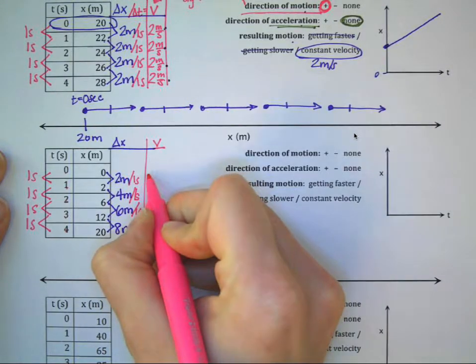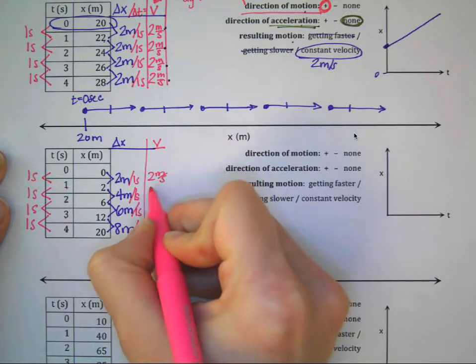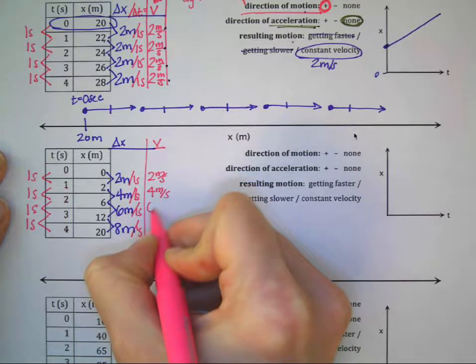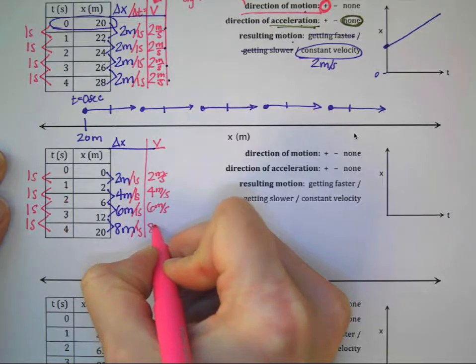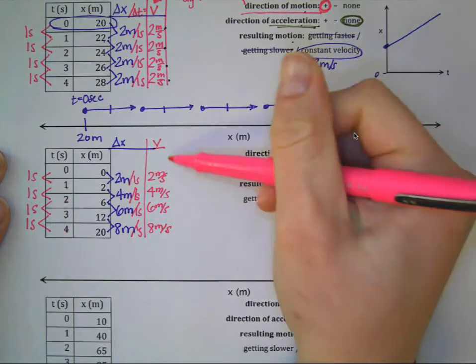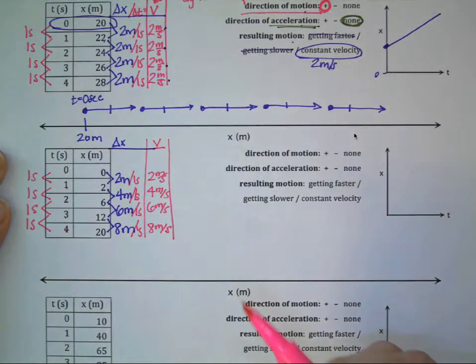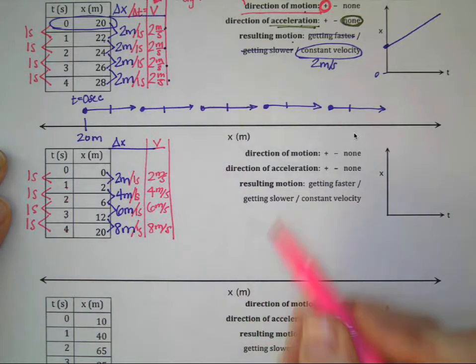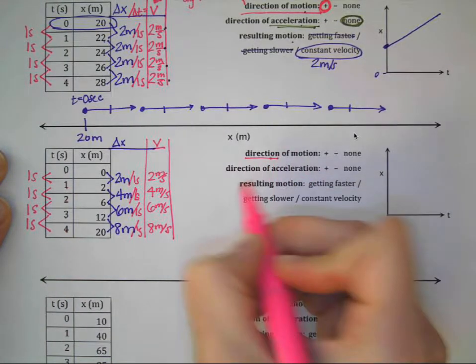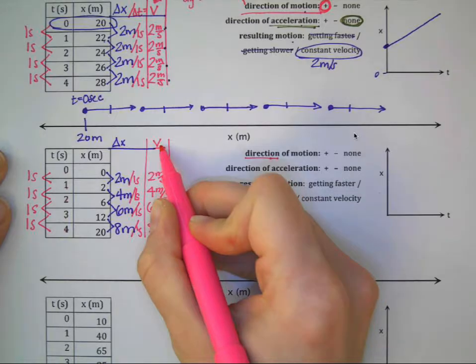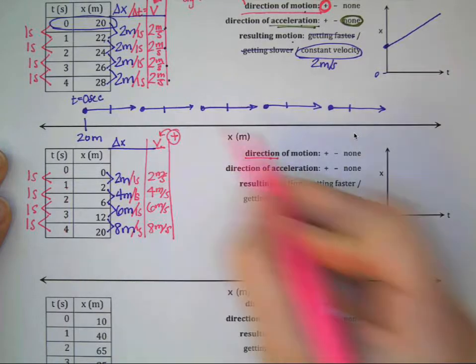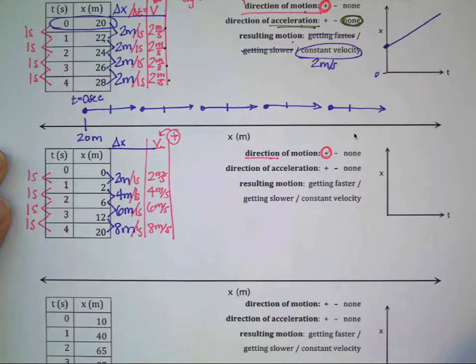And my values go to 2 meters per second, 4 meters per second, 6 meters per second, and 8 meters per second. So a couple things we can answer right now. My direction of motion, because these values are positive for my velocity, I am moving in the positive direction.